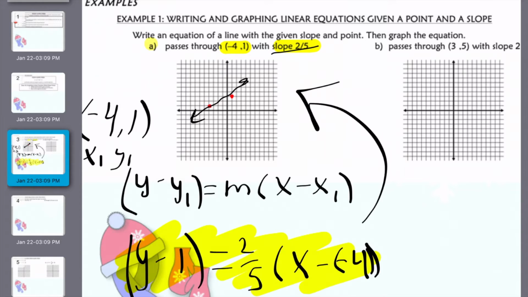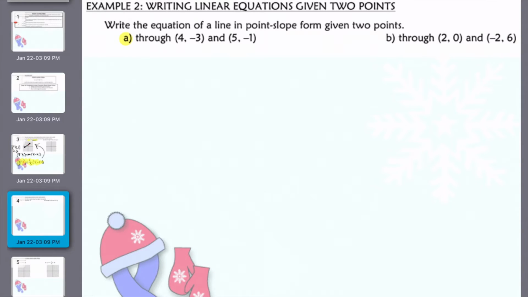Let's try a different example here. Write the equation of a line in point-slope form given 2 points. So now they're giving us 2 points, but they are specifically telling us that we need to write an equation in point-slope form. Normally, what we would do is try to find the slope, and then we could put this in slope-intercept form if we wanted to figure out what the y-intercept was. Really anything we want, but in this case, we're told to use point-slope form. So the first thing I need to do, obviously, is find the slope.